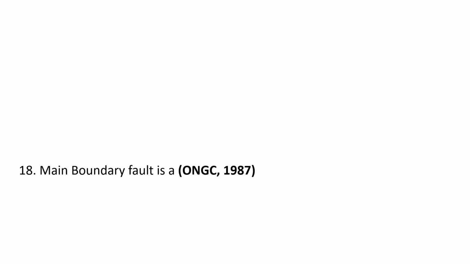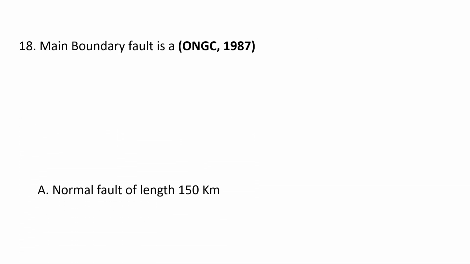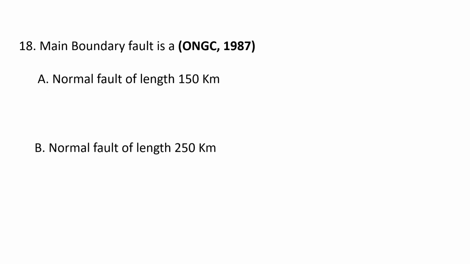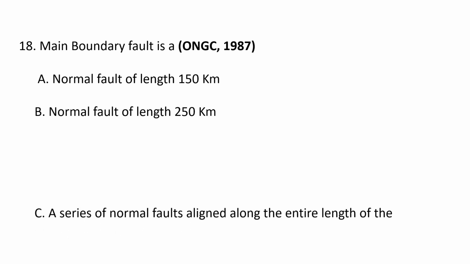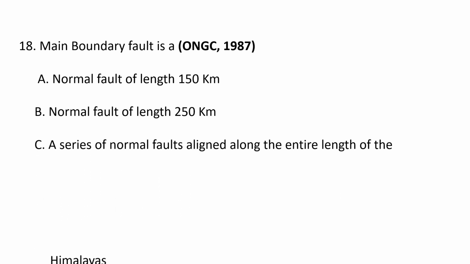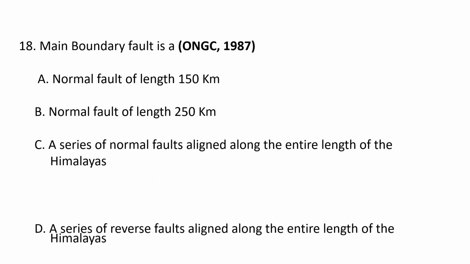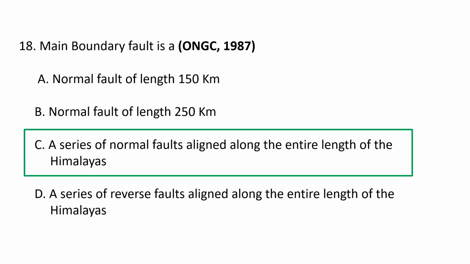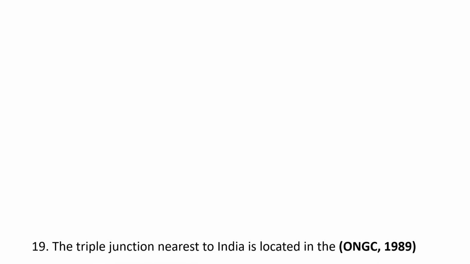Next question. Main boundary fault is A. Normal fault of length 150 kilometers, B. Normal fault of length 250 kilometers, C. A series of normal faults which are aligned along the entire length of the Himalayas, and D. A series of reverse faults aligned along the entire length of the Himalayas. So the correct answer is C. That is a series of normal faults which are aligned along the entire length of the Himalayas is known as a main boundary fault.